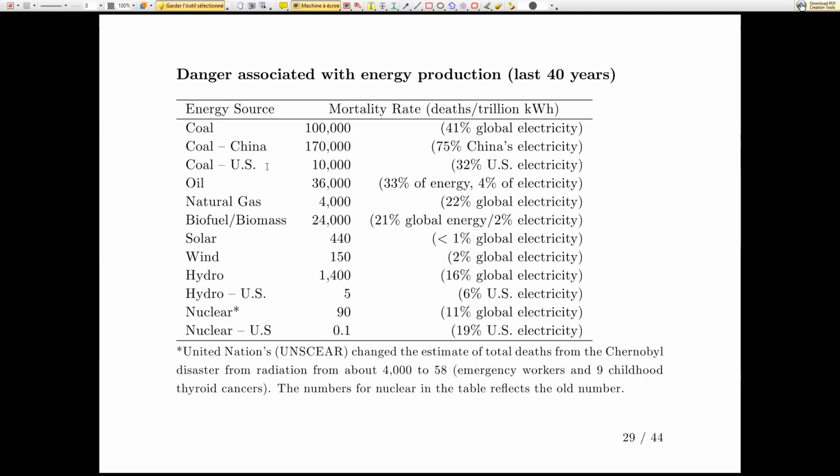So you could say, yeah, but coal is produced in China, maybe in the US it's not that bad. Yes, it's that bad even in the US. It's 10,000 dead per trillion kilowatt hours. This is for the last 40 years. Why? Because you need to assess risk, so you need a big sample of accidents.